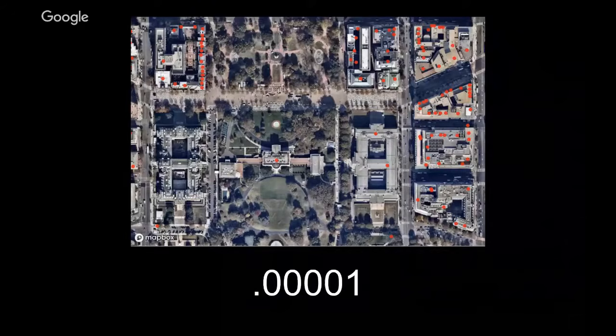And this is what that looks like on a map. Each of the red dots on this map is an address. This is an aerial image of the White House. So these 5 digits of precision are going to get you to this level of precision on a map.